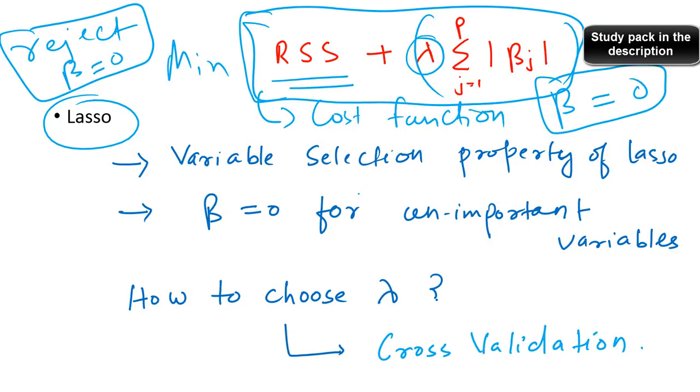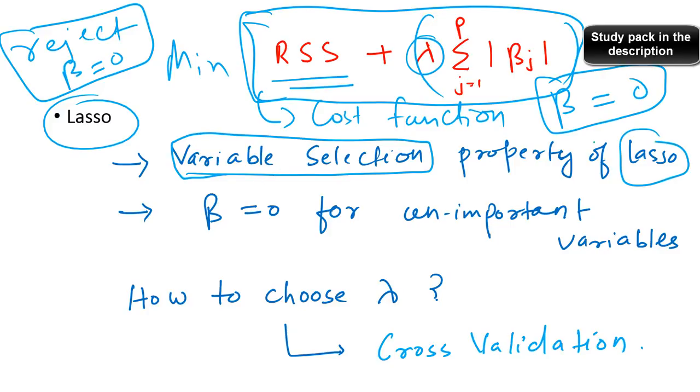Given that beta values become 0, lasso is considered to be a variable selection method, not ridge, although ridge is also sometimes considered very helpful. But from a variable selection point of view, lasso is actually very useful. So beta is 0 for unimportant variables. That's the idea here.